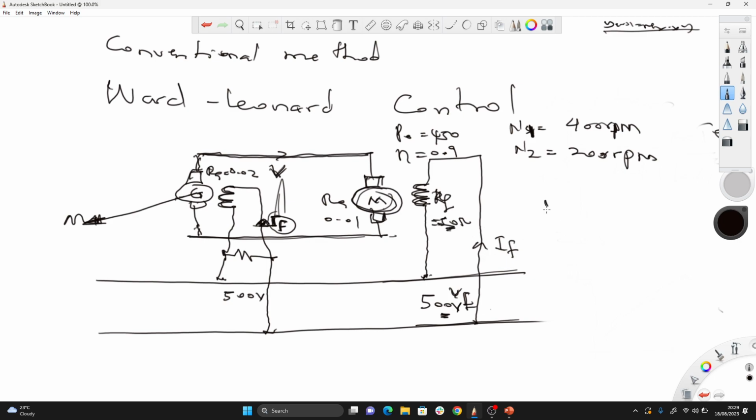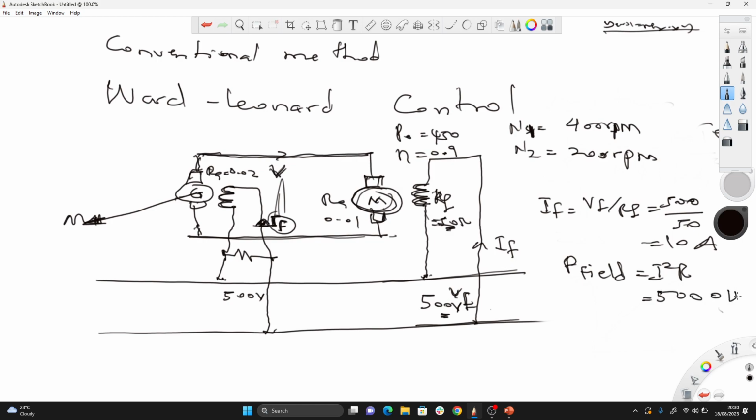IF is VF over RF. 500 volts over 50, 10 amps. IF is 10 amps. Now let me find the power dissipated in the field. You see what we are trying to do here? P field is I squared R. 10 squared is 100, 100 times 50, 500 watts. This is the power dissipated in the field.